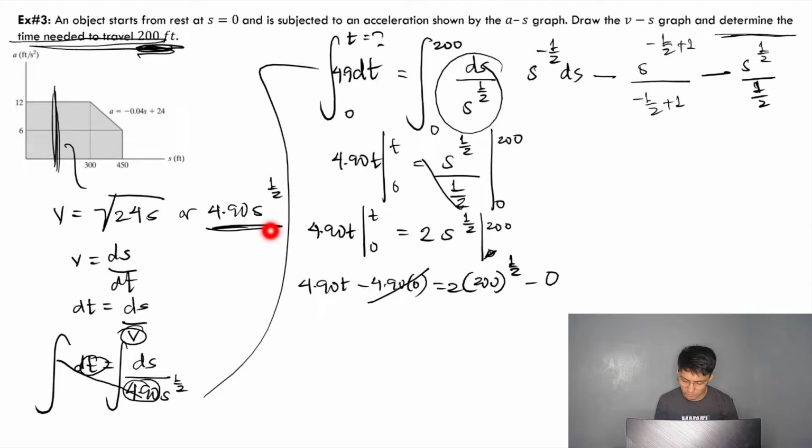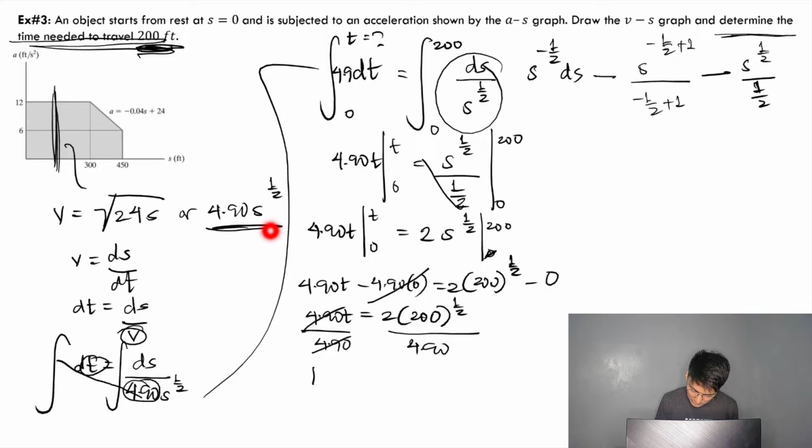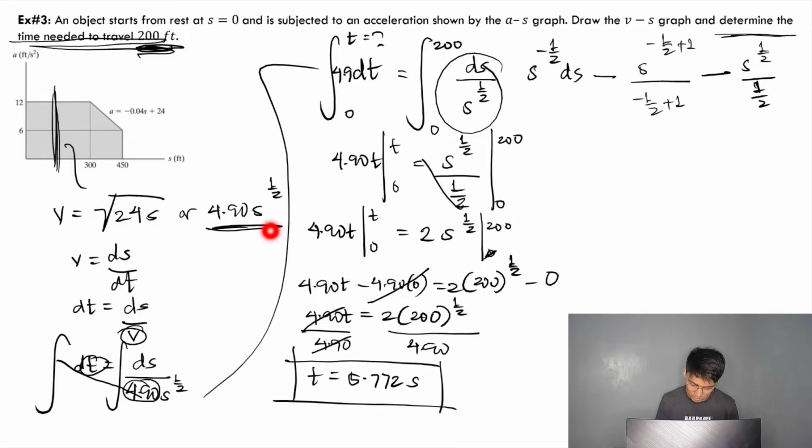So, solving for the value of time, 4.9t is equal to, we have 2 times 200 raised to 1 half. Lipat natin. Divide both sides by 4.9. 4.9. Cancel. T now is equal to 5.772 seconds. So, ito yung time daw. Yan yung time kapag yung ating object ay nasa position na 200 feet from the starting position.